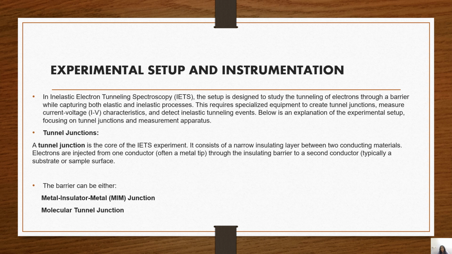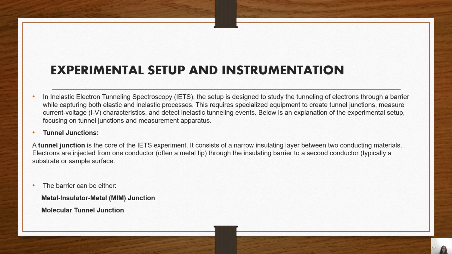Basically, the experimental setup and instrumentation consist of two parts, that is the tunnel junction part and the measurement apparatus part. So let's go through the tunnel junction part first. A tunnel junction is the core or the heart of IETS experiment. It consists of a narrow insulating layer between two conducting materials. Electrons are injected from one conductor, often a metal tip, through the insulating barrier to a second conductor, typically a substrate or a sample surface. The barrier can be either a metal insulator metal junction or a molecular tunnel junction.